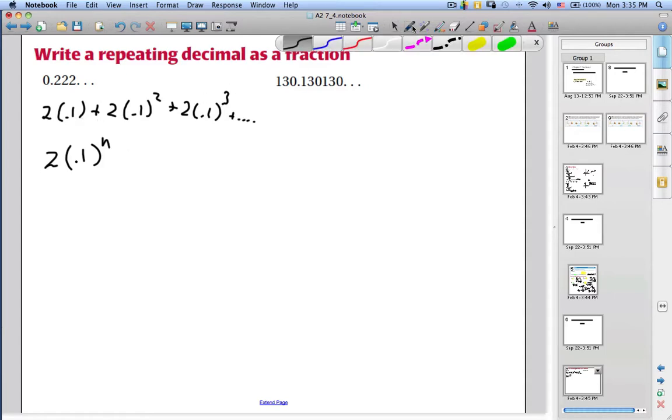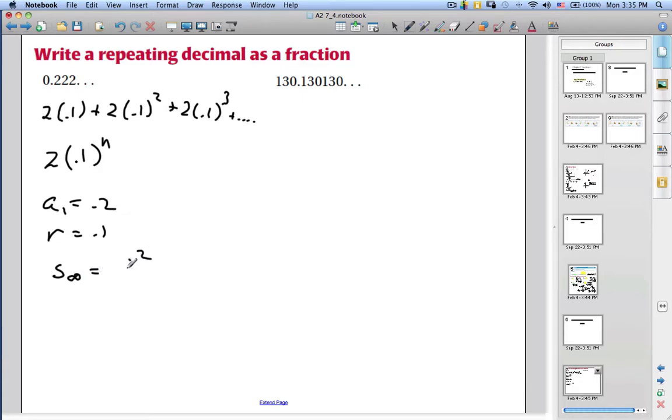So what I can figure out through all this is that my first term, a sub 1, is equal to 0.2, and my common ratio is equal to 0.1. So I can say that the sum of the infinite series is going to be equal to a sub 1, 0.2, over 1 minus 0.1. So this equals 0.2 over 0.9, which is 2/9. Okay, so I've taken my repeating decimal and I've turned it into a fraction.